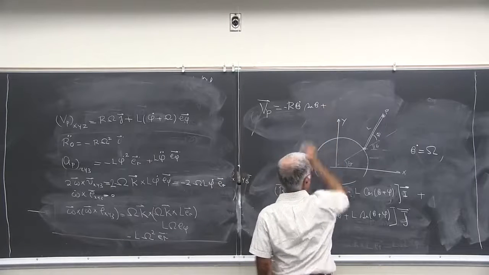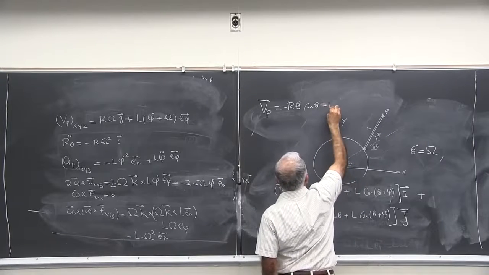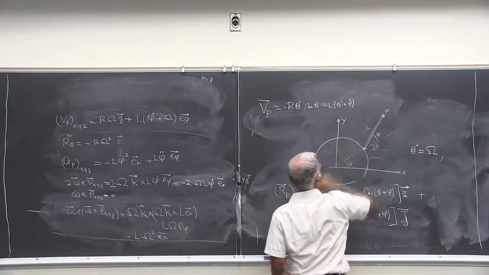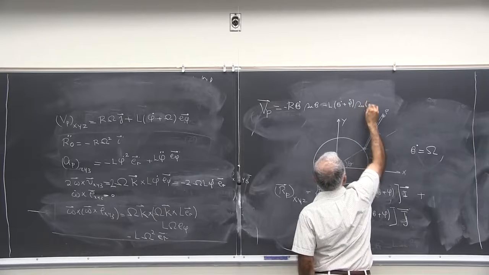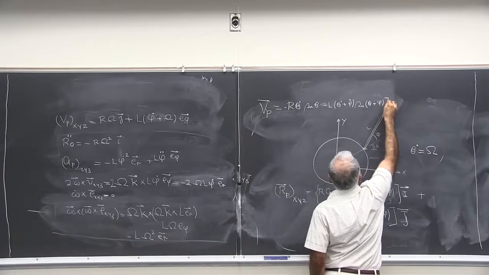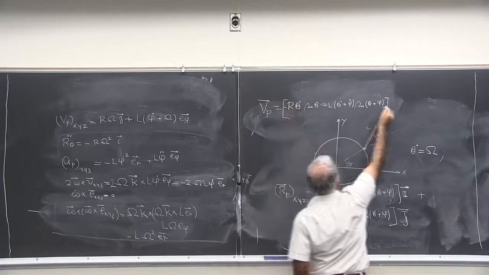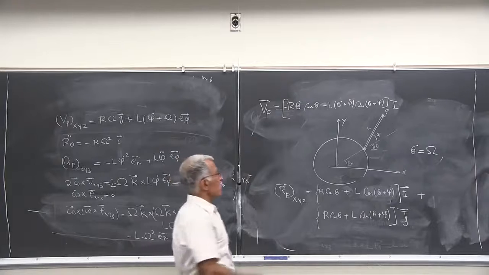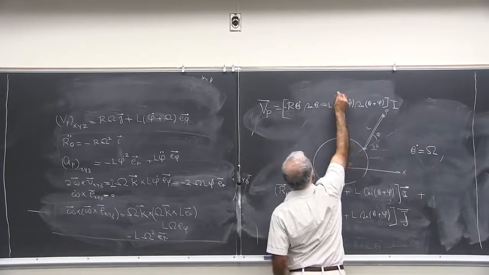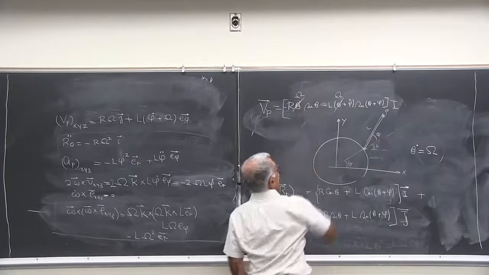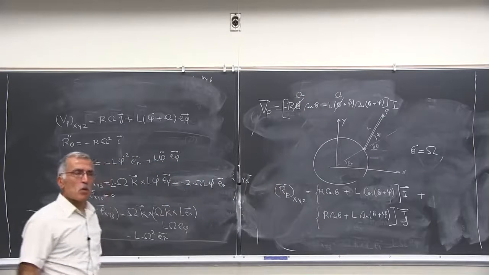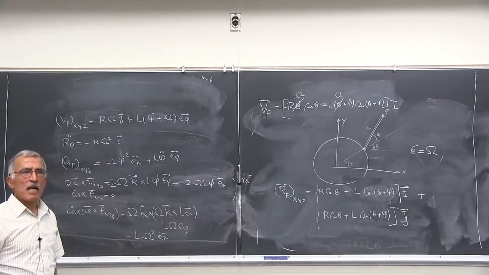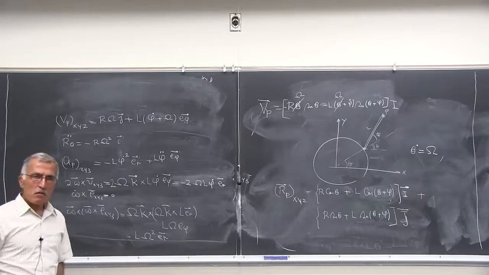Plus, and this becomes minus L, theta dot plus phi dot, sine theta plus phi. And this whole thing is I. And of course, you know theta dot is omega, so you can substitute omega for this one, and you can also substitute omega for this one. No auxiliary coordinate system. We just describe the position as it is.